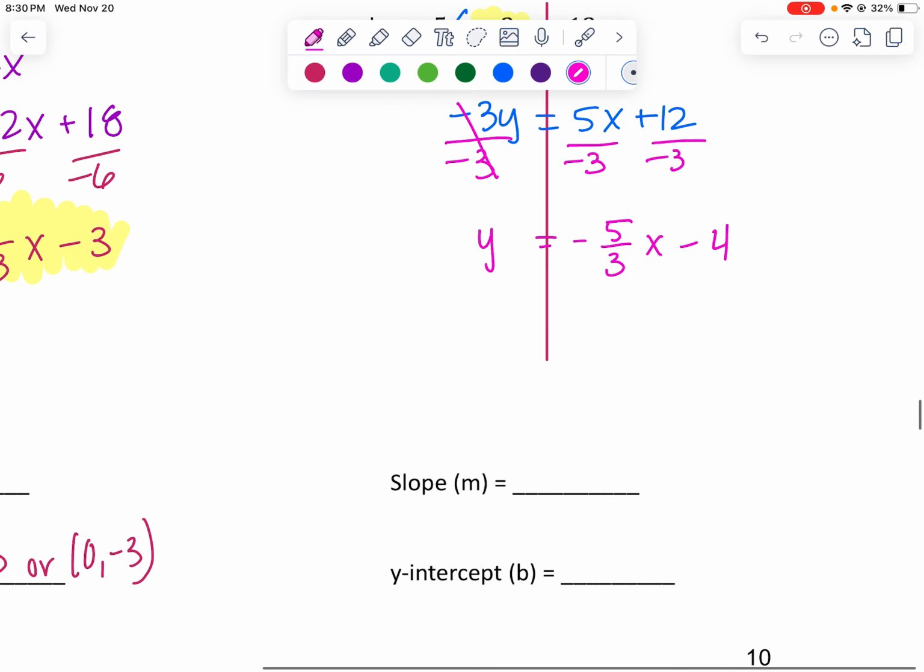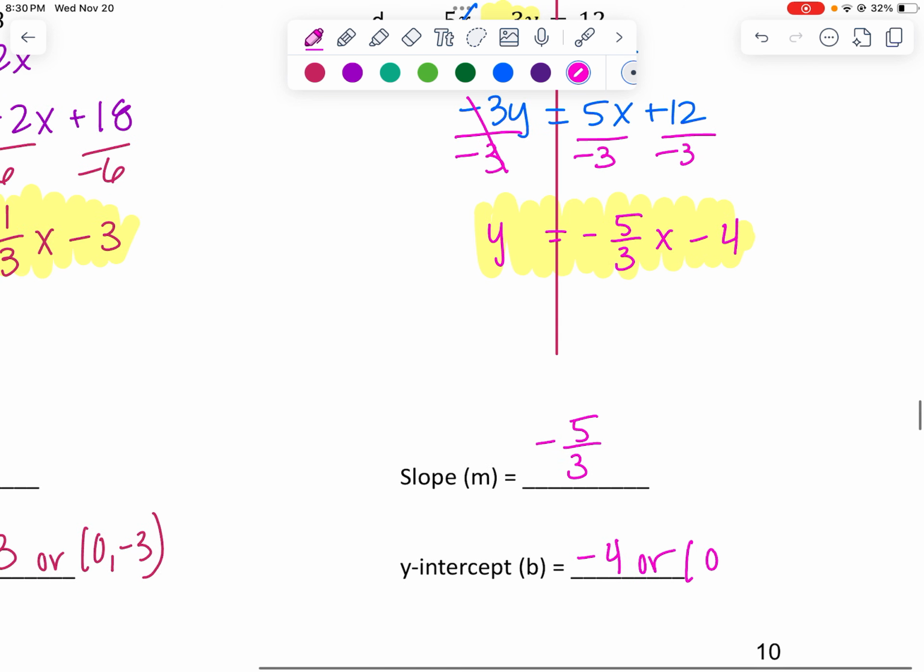Okay, so my slope this time, you can circle my answer or highlight my answer. My slope is -5/3. And then my y-intercept is -4, or if I were to write it as an ordered pair, 0, comma, -4.